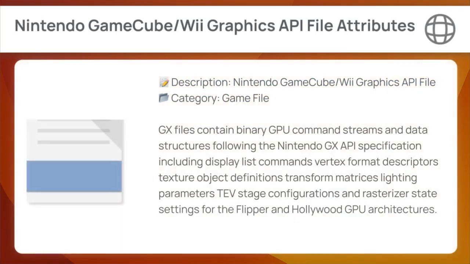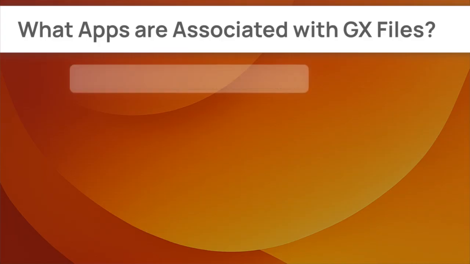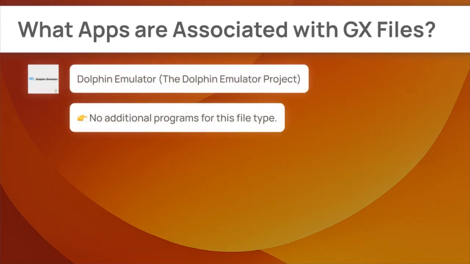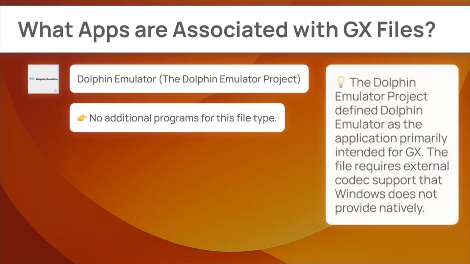GX files contain binary GPU command streams and data structures following the Nintendo GX API specification, including display list commands, vertex format descriptors, texture object definitions, transform matrices, lighting parameters, TEV stage configurations, and rasterizer state settings for the Flipper and Hollywood GPU architectures. The primary software for GX is recognized as Dolphin Emulator, developed by the Dolphin Emulator project. The file must be mounted or accessed using specialized file system emulation software. Windows cannot open game archives or pack files natively, so specialized utilities are needed.